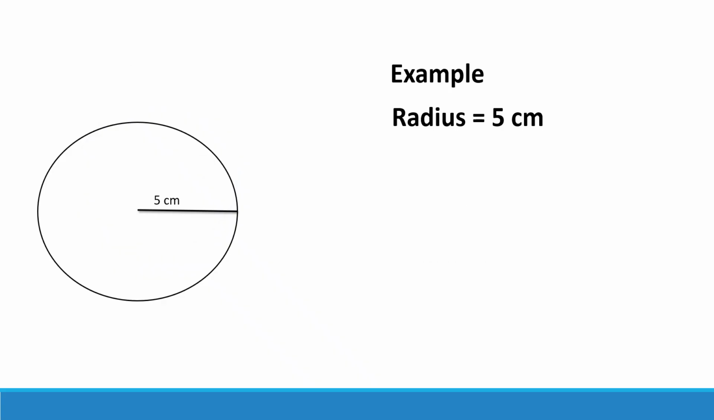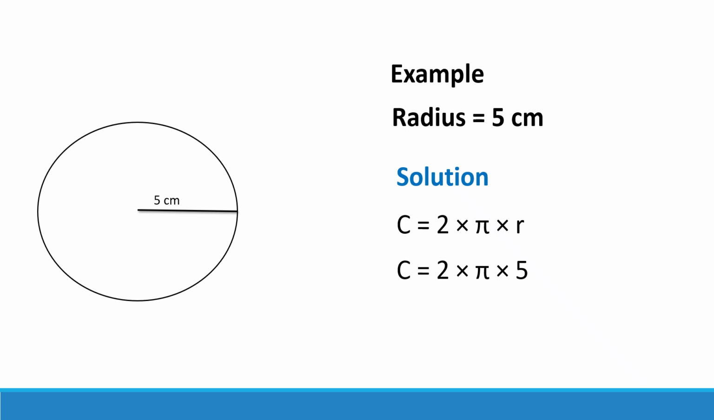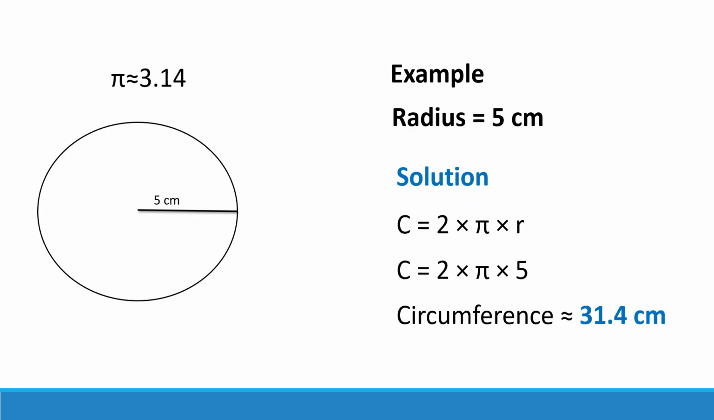Let's look at another example. The radius is 5 centimeters. We use the formula: circumference equals 2 times pi times the radius. Now substitute the radius of 5 into the formula. So we have 2 times pi times 5. Using pi approximately equals 3.14, the circumference is approximately 31.4 centimeters.